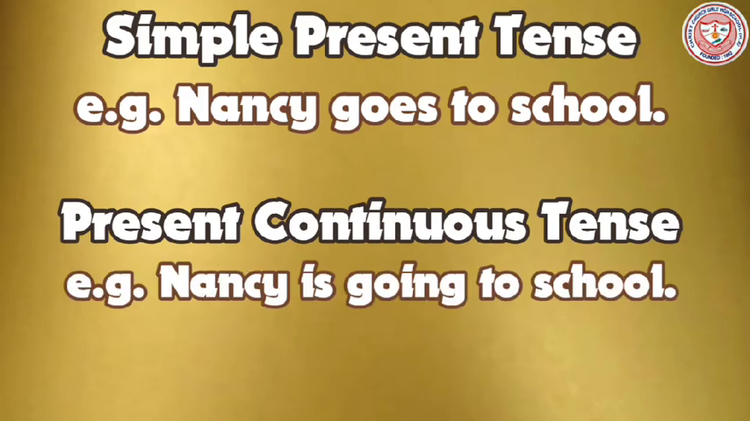But in present continuous tense, Nancy is going to school. It is happening now. It is an ongoing action. Nancy is going. Is is the form of be verb, then go, main verb, then ing. The ing form of the main verb is going. So Nancy is going to school right now.